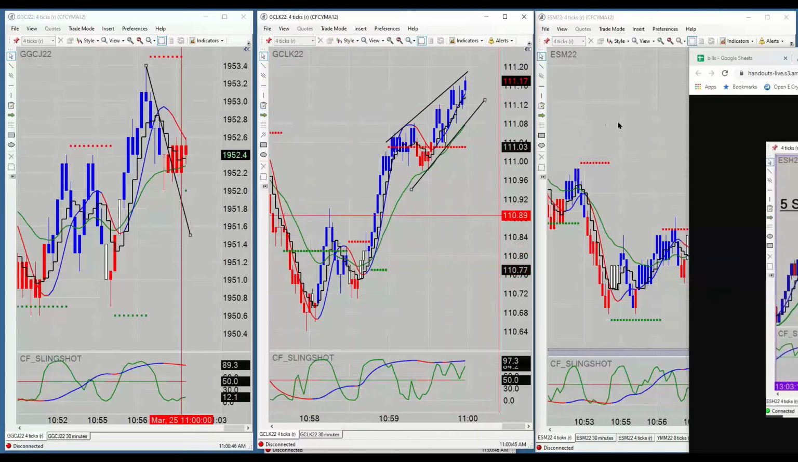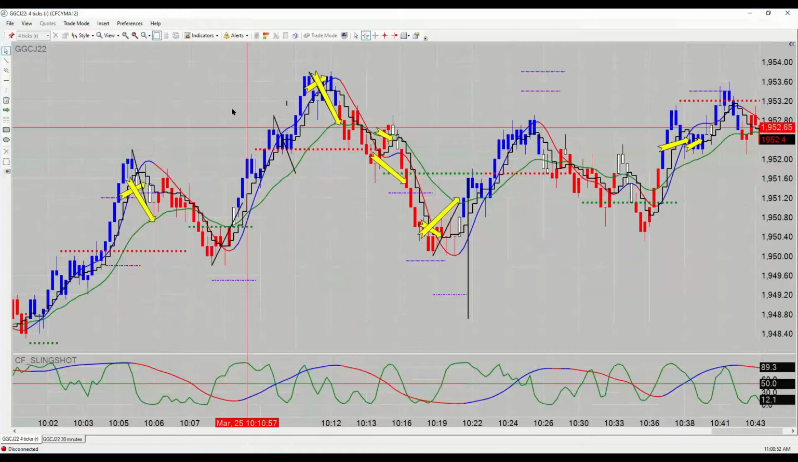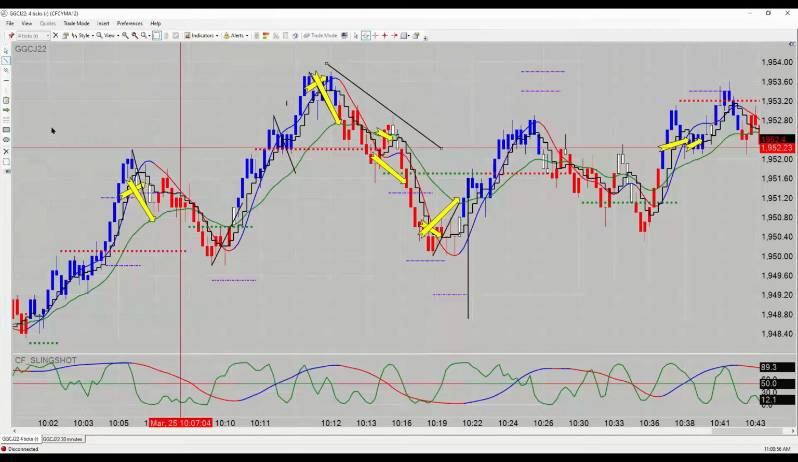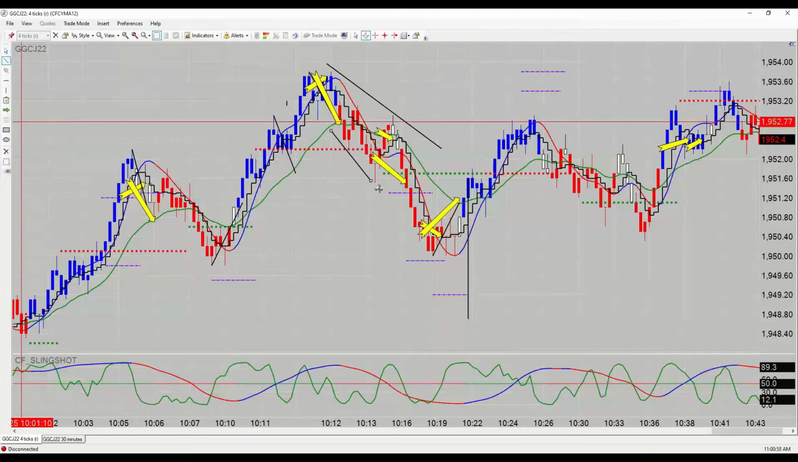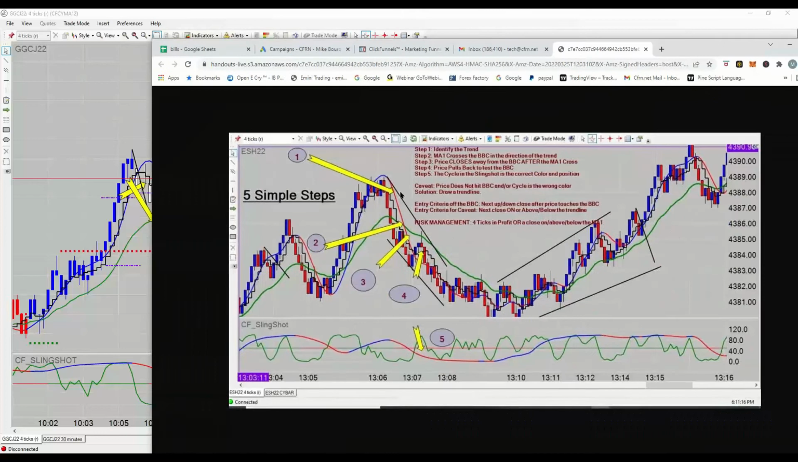Okay, if we were to look a little further, the ES hasn't really been a very good trending market today. But on gold, for instance, right here would be lower highs and lower lows for a trend. Okay, and if you look at this picture right here, that's pretty much what we got going right there. Lower highs and lower lows. That's step number 1. Identify the trend.